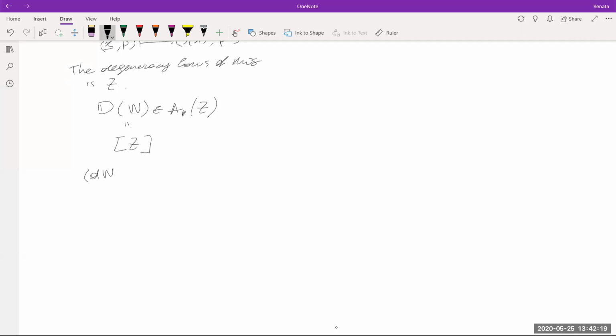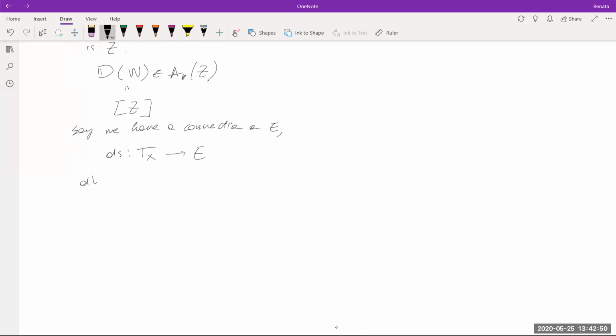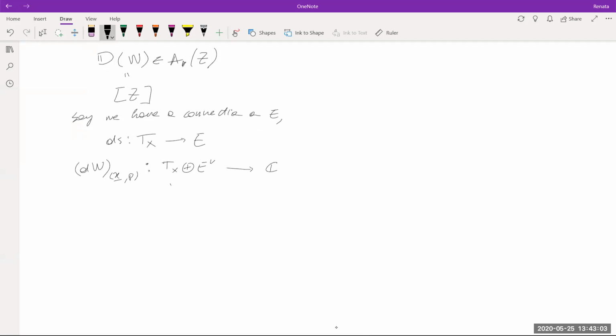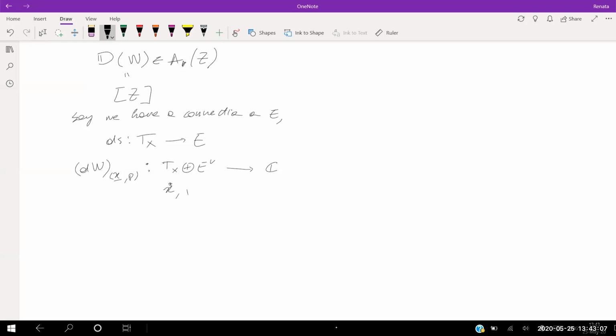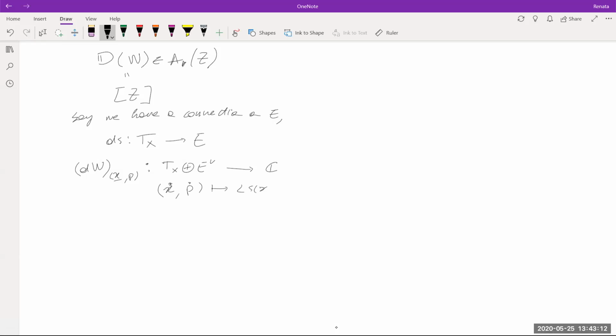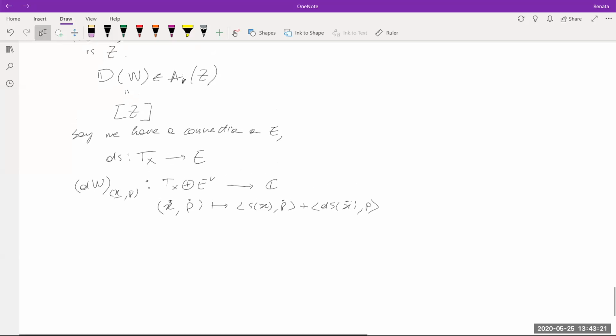So the degeneracy locus is where the differential vanishes. So assuming that we have some connection on E, then we can write the differential of the section s as a map from T_X to E. And we can write the vanishing locus of the superpotential as where this dW vanishes, and this dW is a map like this that sends a horizontal tangent vector and a vertical tangent vector to this. Okay, so just differentiating.